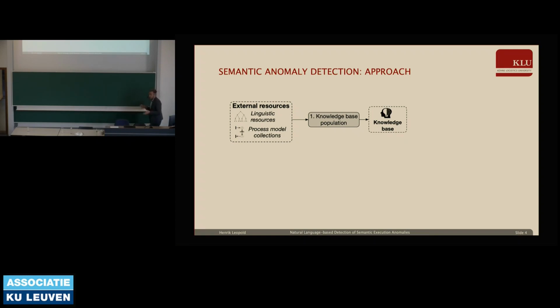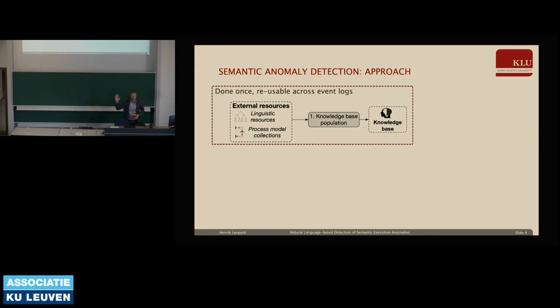There are lots of resources you can use. So the basic idea here was to say, okay, we have linguistic resources, and I'm going to show you an example where we can detect some relations, and also process model collections, because process model collections, in the ideal case, show us what should be happening. We can discuss whether this is true, but this could be an assumption. And we populate a knowledge base, and that's something you have to do once. You can reuse that, of course.